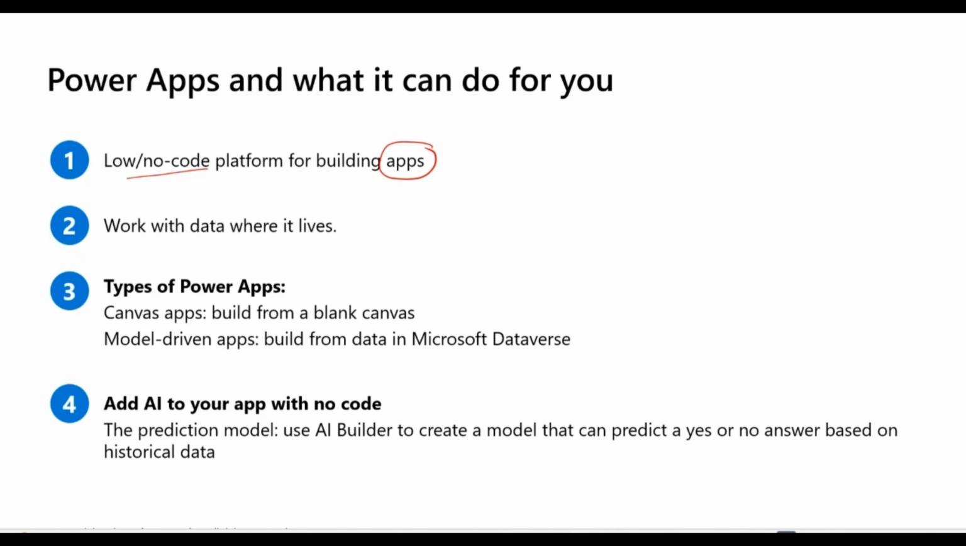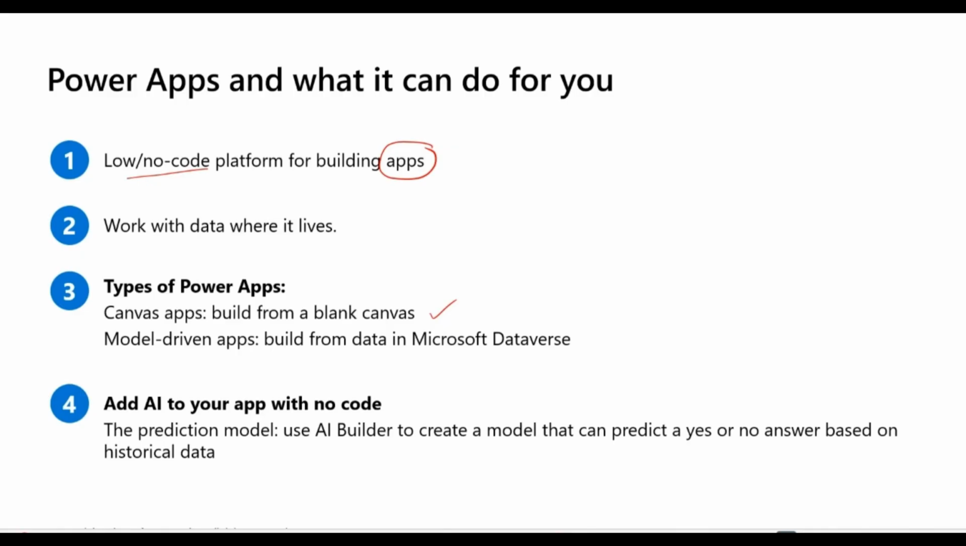And there are two categories of Power Apps. The first one is the Canvas app and the second is the model-driven app. The Canvas app is built from a blank canvas. It is a more user-friendly approach, which is UI rich. You can customize it and use multiple data sources. But the model-driven app is built from data in Microsoft Dataverse. You already know what Dataverse is, how it works, and how the tables are created. The same tables are used to create an application, and that is through the model-driven app.